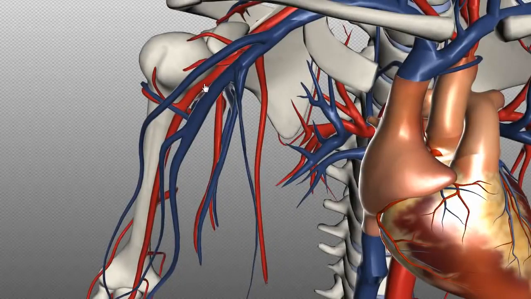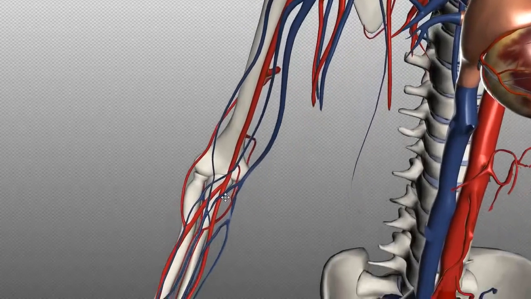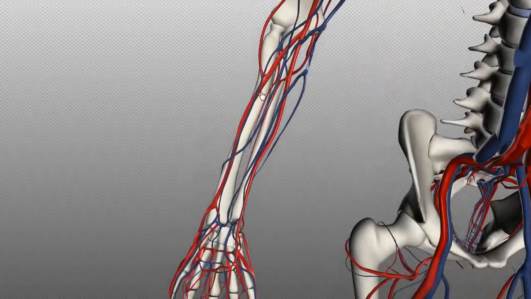The axillary artery runs here. The axilla refers to the armpit, so it runs in the armpit region. If we just follow it down, you can see the artery running down the humerus. This artery is the brachial artery, and the brachial artery then splits into two. You've got the radial artery and the ulnar artery.